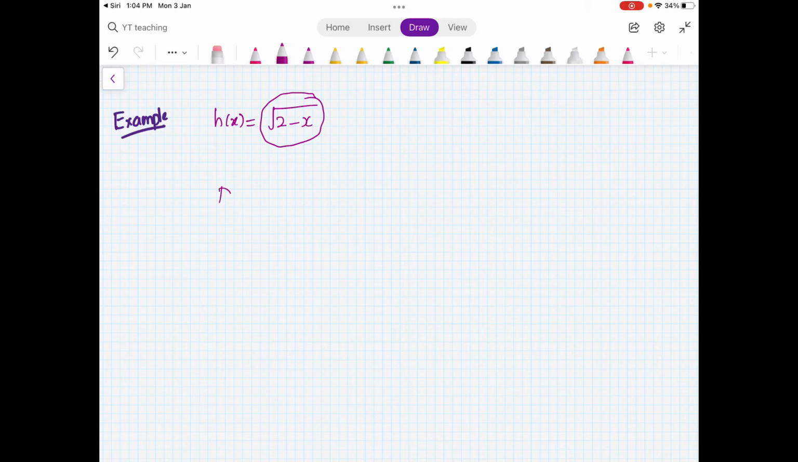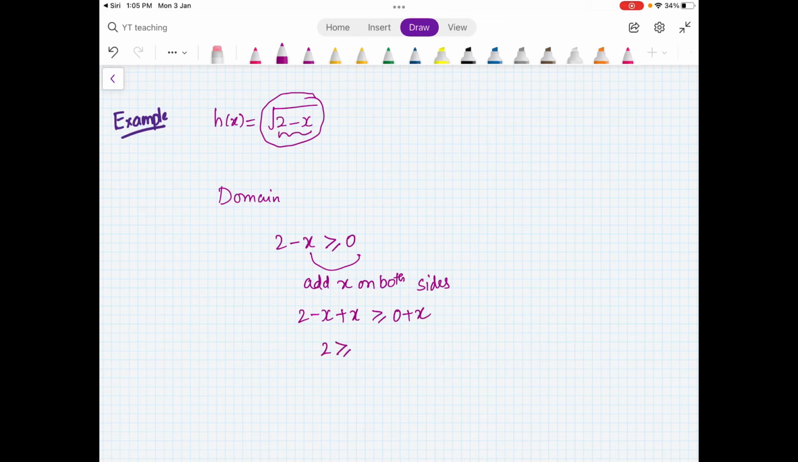So let us do the domain. For the domain, inside the square root it should be positive. So we want 2 minus x to be greater than or equal to 0, because only then is the square root defined. You can add x on both sides; we know we can do that to an inequality. So you have 2 minus x plus x is greater than or equal to 0 plus x, so you have 2 greater than or equal to x.